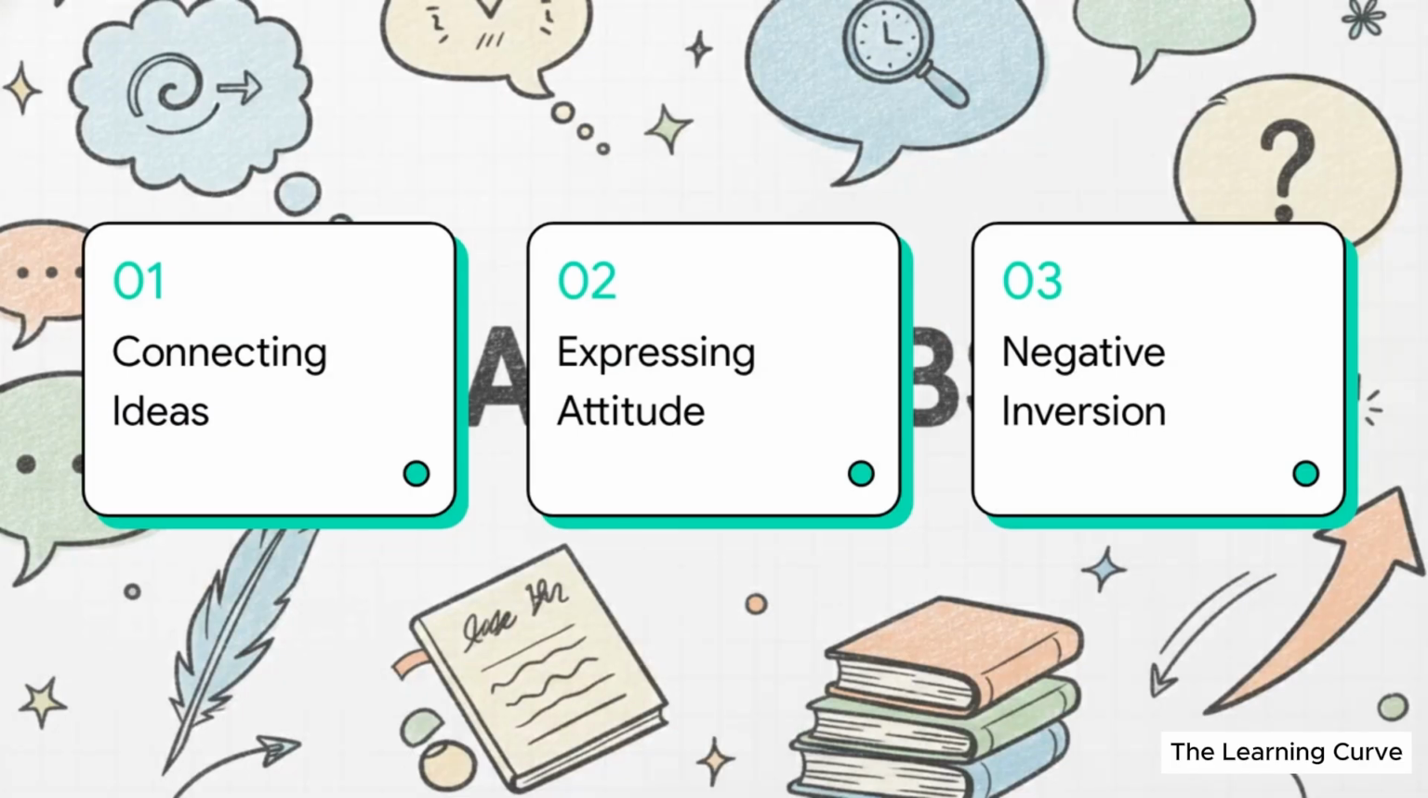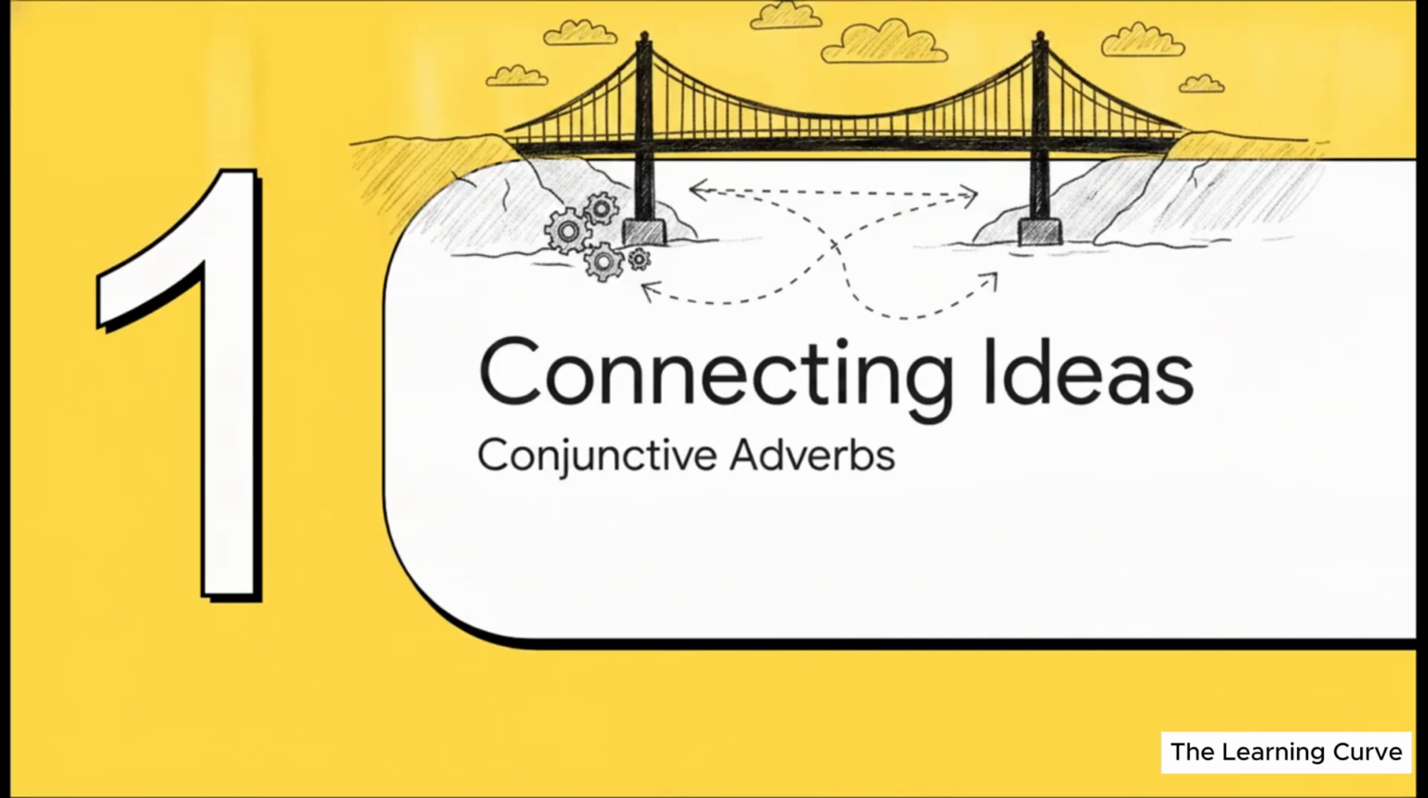So, here's our structured curriculum for today. We're going to extract 3 specific power moves. First, connecting ideas. Second, expressing attitude. And third, the drama of inversion. Okay, let's dive into this with Section 1, Connecting Ideas, specifically focusing on conjunctive adverbs.